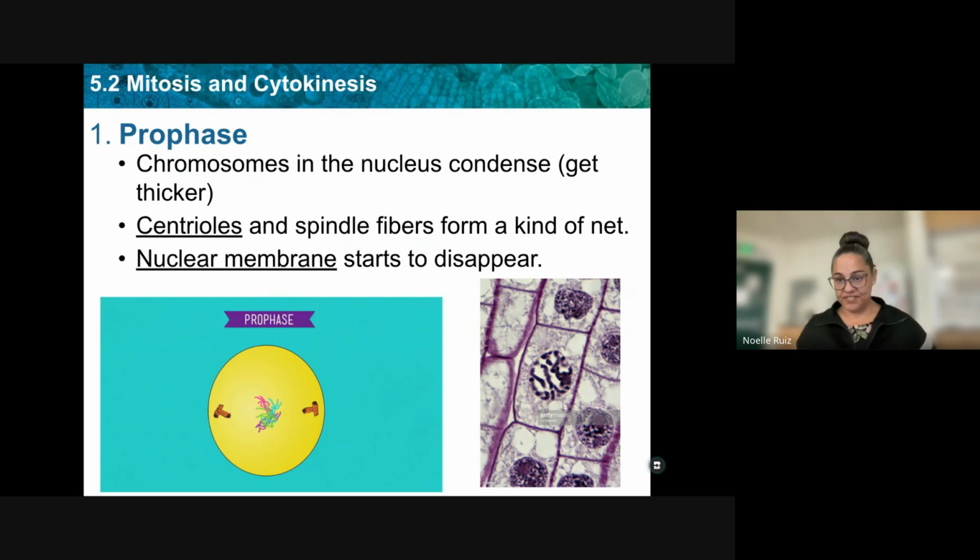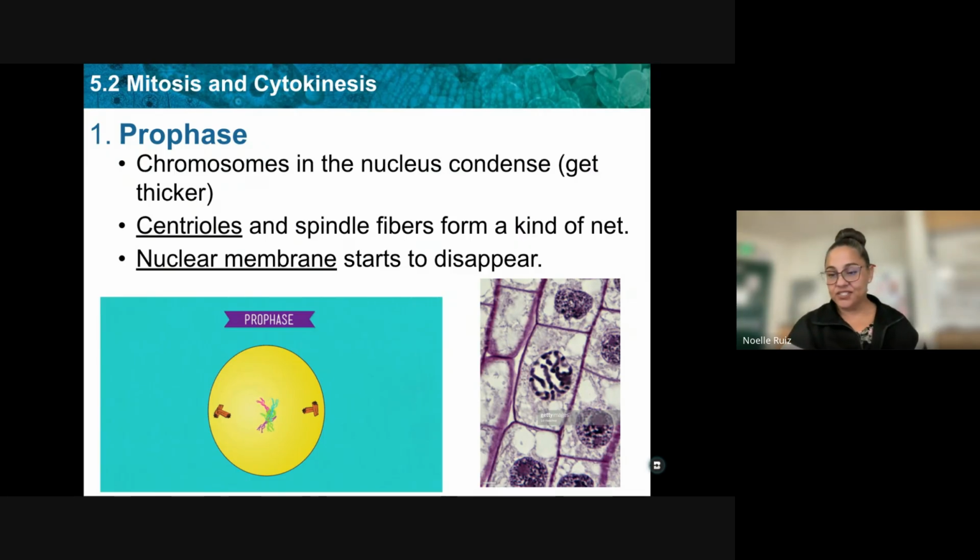Prophase is the first phase of mitosis. Chromosomes in the nucleus condense. They wrap around those histones and they get thicker and form those X-shaped structures. Centrioles and spindle fibers form a kind of net. Centrioles we learned way back in chapter 3 when we talked about all of the organelles of a cell. And the nuclear membrane, the membrane around all the DNA that holds it in the nucleus, goes away. It disappears.